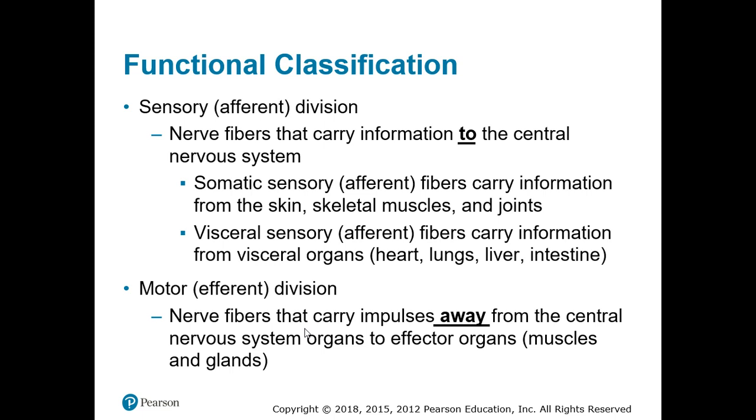So sensory, this is sometimes called afferent. The key word here is it carries information to the central nervous system. So this is going to be your sensory input part of it. For example, your skin could tell you whether something's hot or cold. Skeletal muscles can tell you whether you're pushing against something that is easily pushed or hard to push. Joints, do you have pain in your joints? Also, visceral organs also help. Heart, is your heart beating too fast or too slow? Lungs, are you getting enough oxygen?